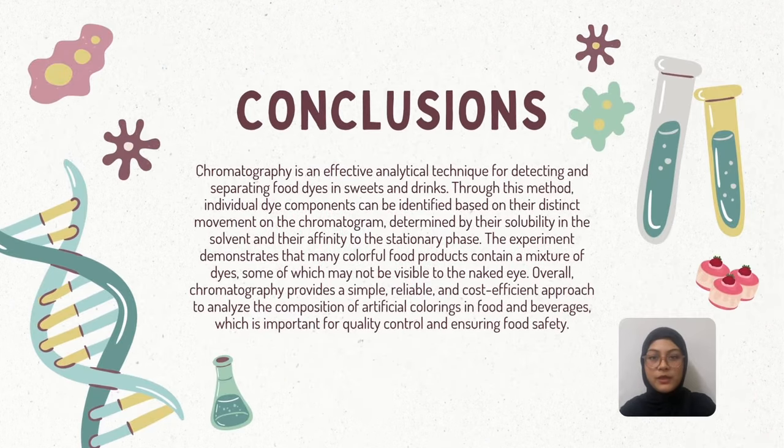Through this experiment, we found that chromatography is a highly effective technique for separating and identifying the different dyes present in food samples. Each dye moves differently on the chromatogram depending on how well it dissolves in the solvent and how strongly it sticks to the paper. Our results show that many sweets and drinks contain a mixture of food dyes, some of which weren't obvious just by looking at them. This proved that chromatography doesn't just show what colors are present, but it helps reveal hidden ingredients too. In conclusion, chromatography is a simple, reliable, and low-cost method that plays an important role in analyzing food coloring, ensuring both quality control and consumer safety.